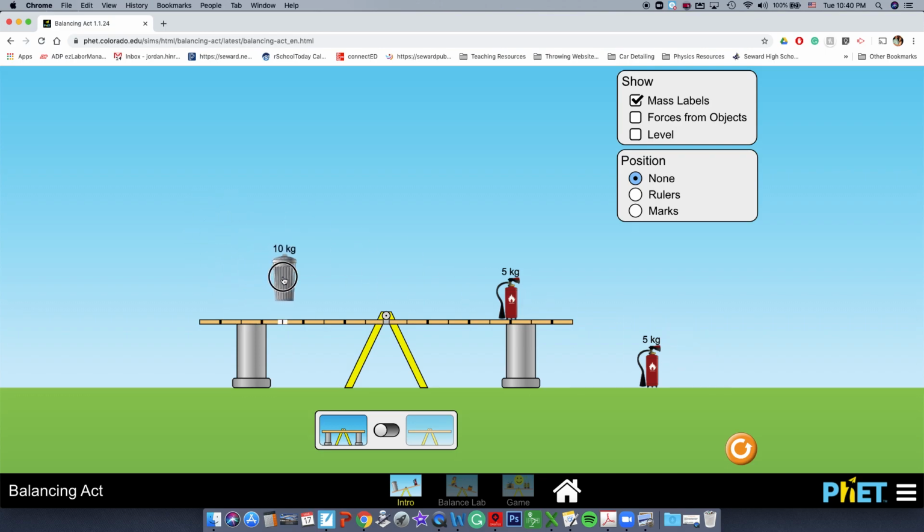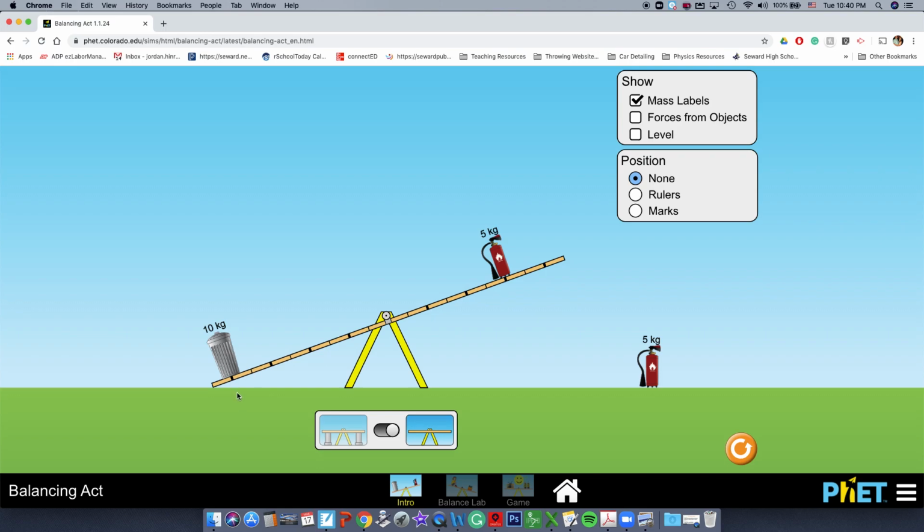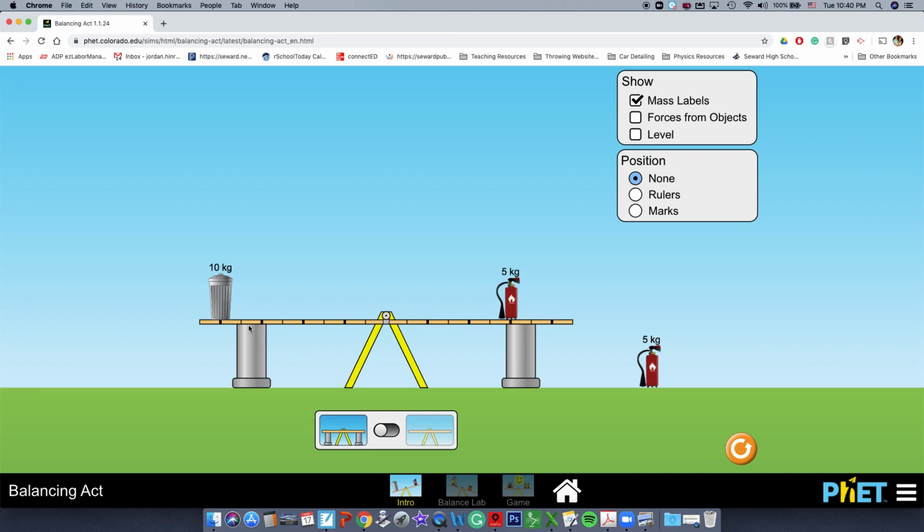Okay, so I've got a 10 kilogram trash can. I've got a 5 kilogram fire extinguisher. Now if I take this away, which way is going to be my net torque? That's going to be over here, because it's going to fall, because there's more weight or more torque on this side. There's more rotational force. Okay, so let's put that back.